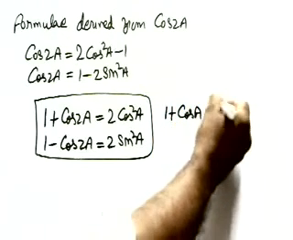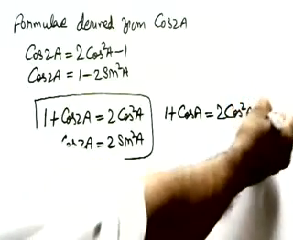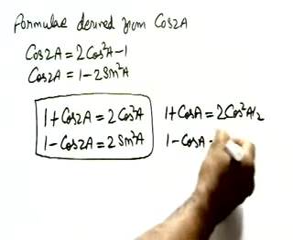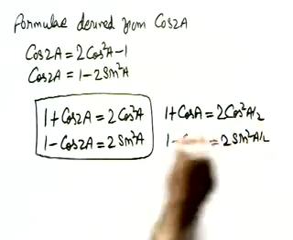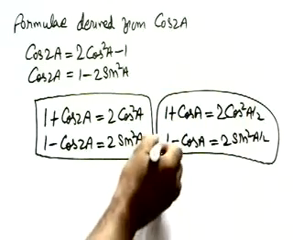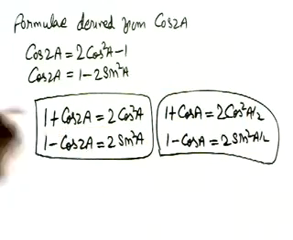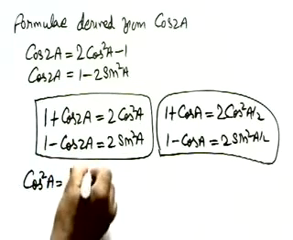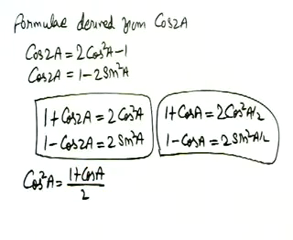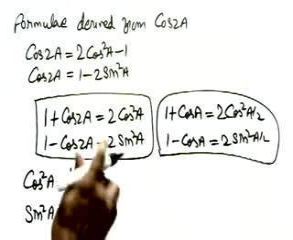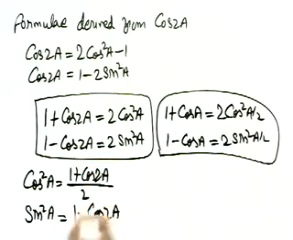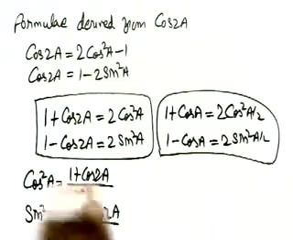In the same way, 1 plus cos A will become 2 cos square A by 2, and 1 minus cos A equals 2 sin square A by 2. So these are the two formulas we have to learn by heart. One more formula: if you bring 2 here, it will be divided. So cos square A equals 1 plus cos 2A by 2. In the same way, sin square A is 1 minus cos 2A by 2.